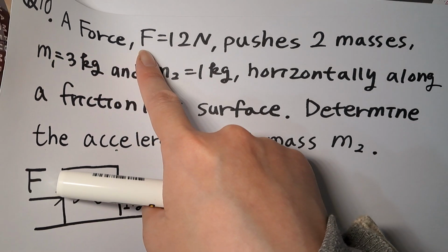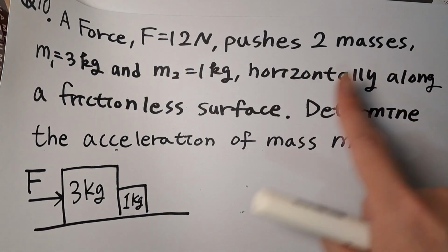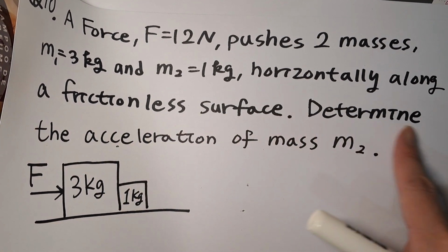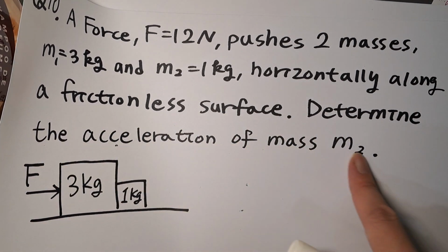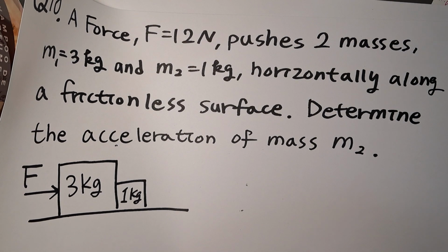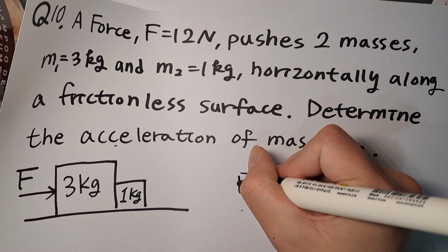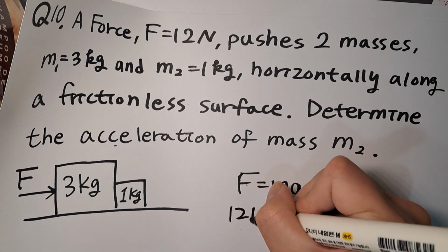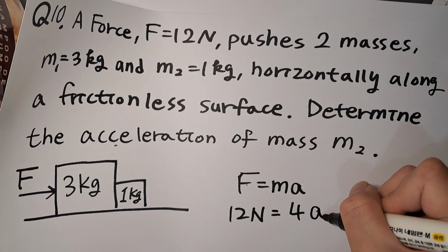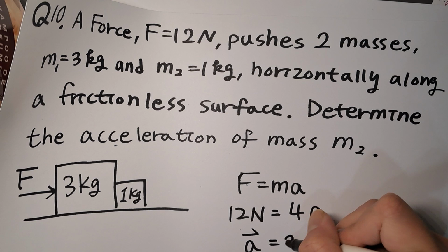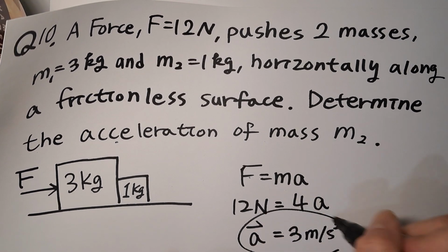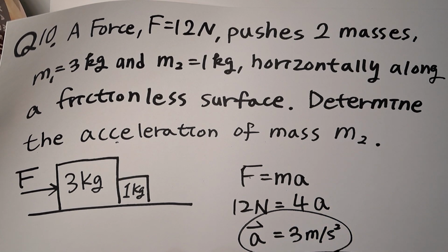A force pushes two masses horizontally along a frictionless surface. Determine the acceleration of mass m2. So we are going to apply this equation. So the acceleration is going to be 3 meters per second squared.